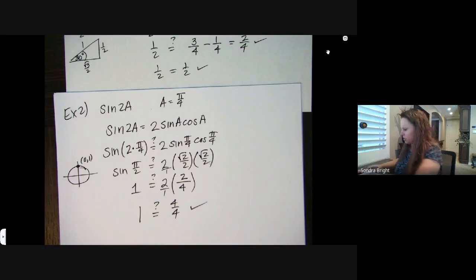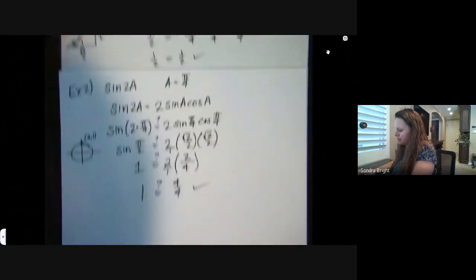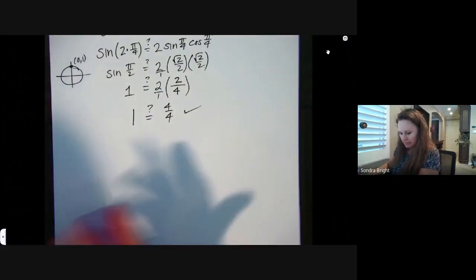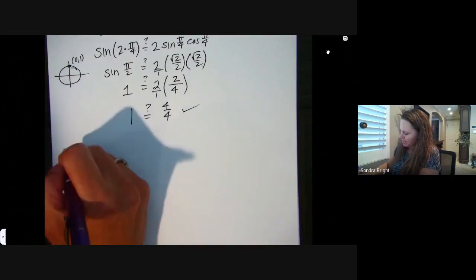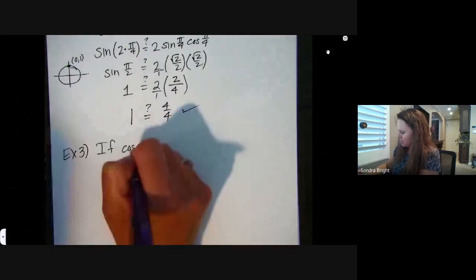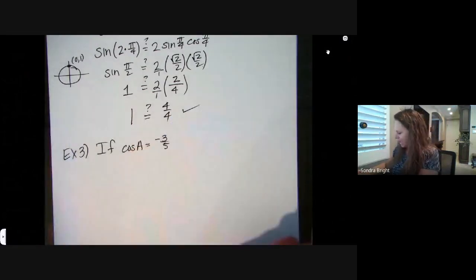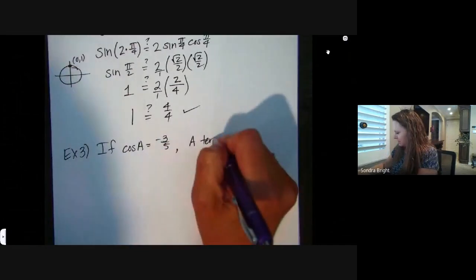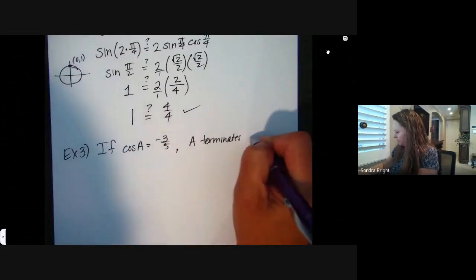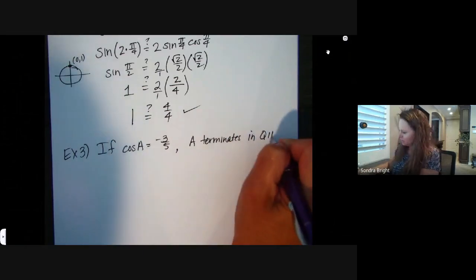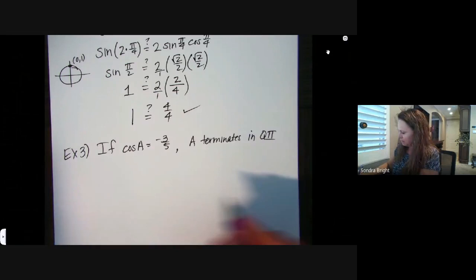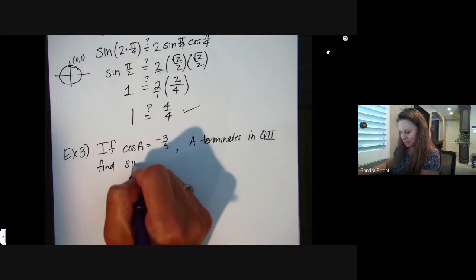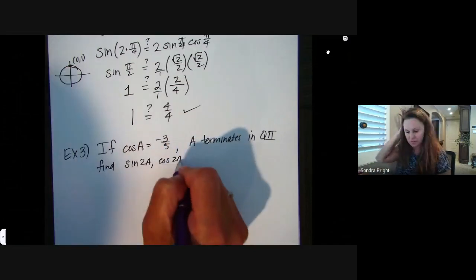Let's do a different type of question now. Those were just confirming that our identities work for those specific angles. Let's now look at this: I give you that cosine of an angle A is -3 over 5, and I tell you that the angle A terminates in quadrant 2. They want me to find sine of 2a, cosine of 2a, and tangent of 2a. So they want me to find all three of those things.